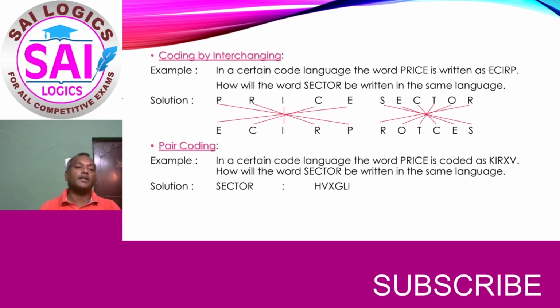And the third part is coding by interchanging. So let us see the question, then we can understand what interchange is. In a certain code language, the word price is written as ECIRP. Here if you observe, price, PRICE, here also the same alphabets are available.